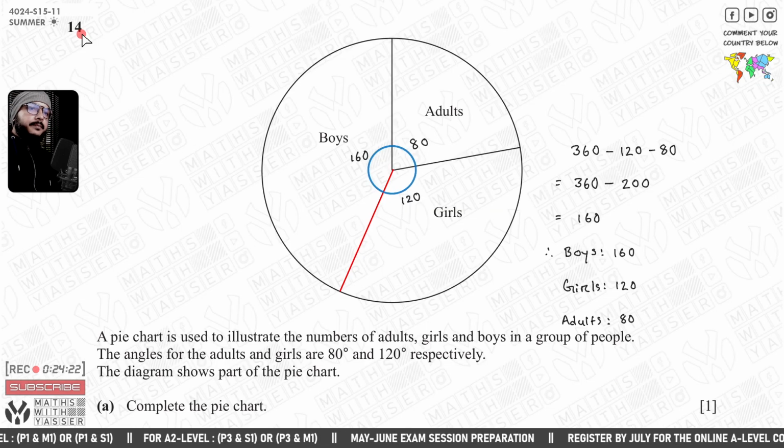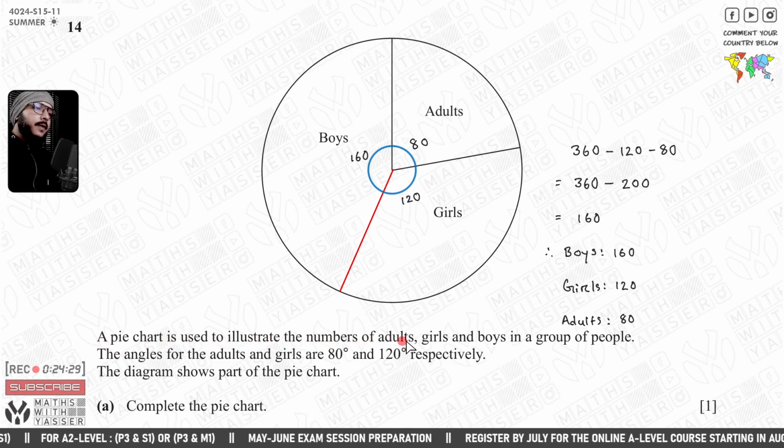Question number 14. It says a pie chart is used to illustrate the numbers of adults, girls, and boys in a group of people. The angles for the adults and girls are 80 and 120 respectively. The diagram shows part of the pie chart. We need to complete the pie chart.